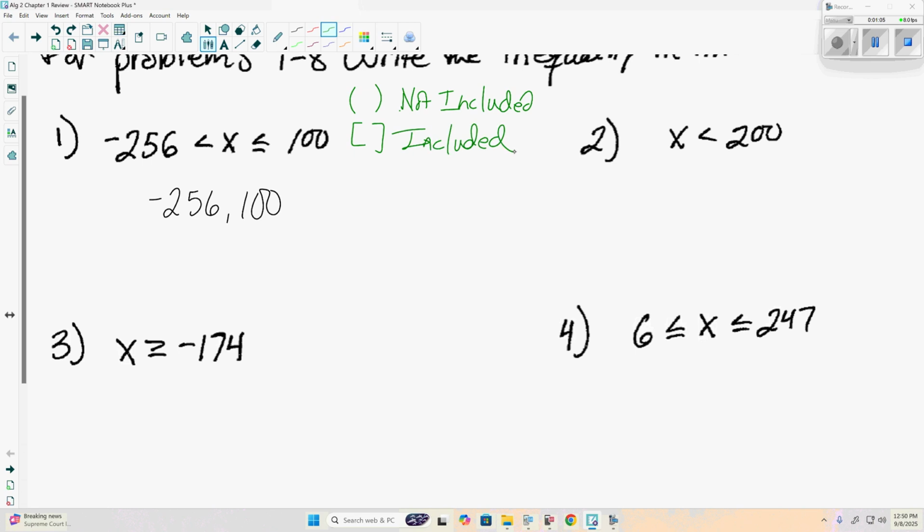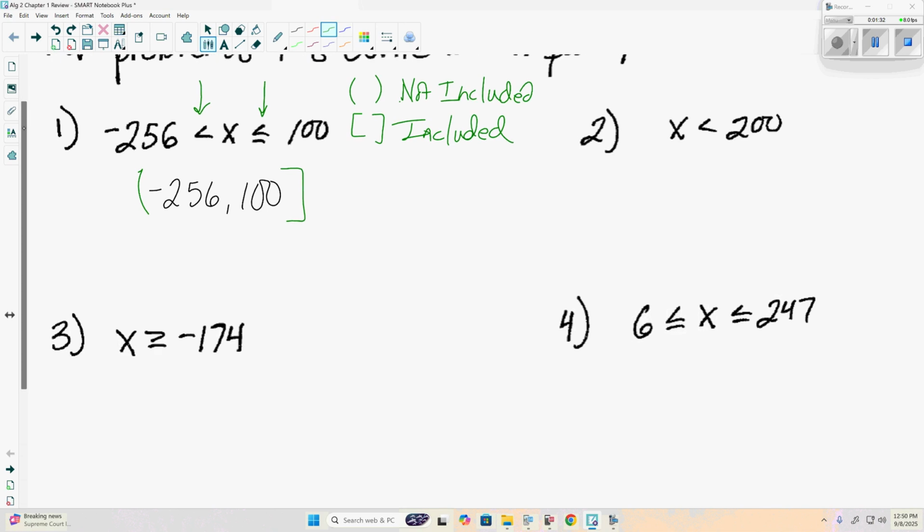So if we look at this here, negative 256 and 100, to determine if they are included or not, we look at our inequality signs. Because the negative 256 is just less than x, it's not equal to it, it's not included, so we would have a parentheses. The 100 is less than or equal to it. Because it's equal to it, we would have a bracket. Questions on number 1.